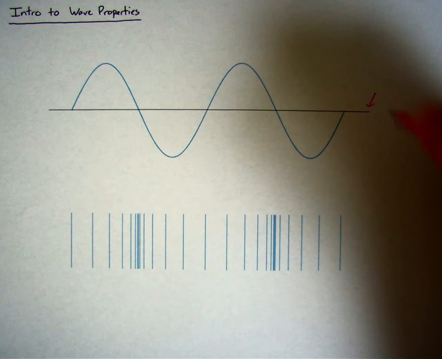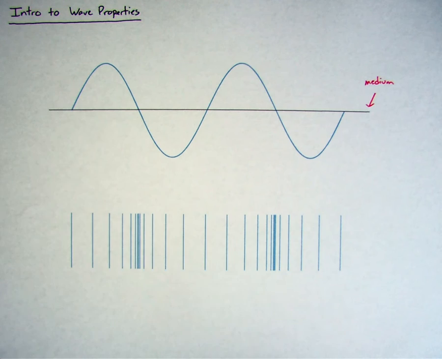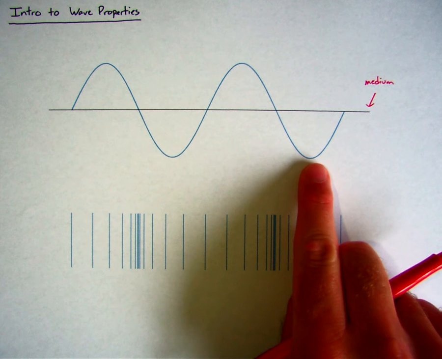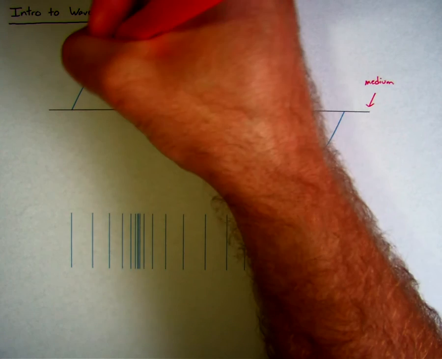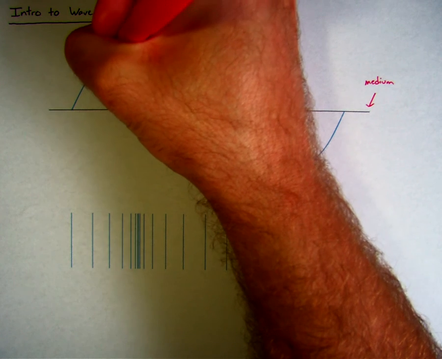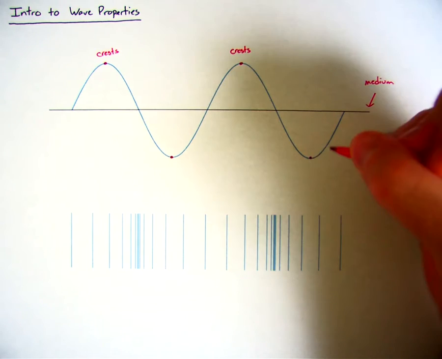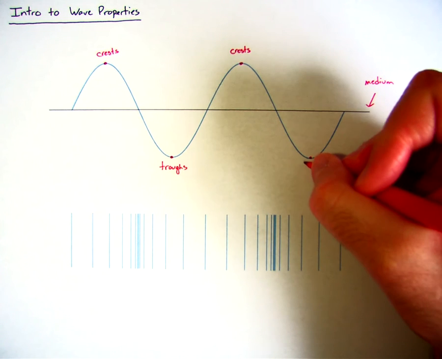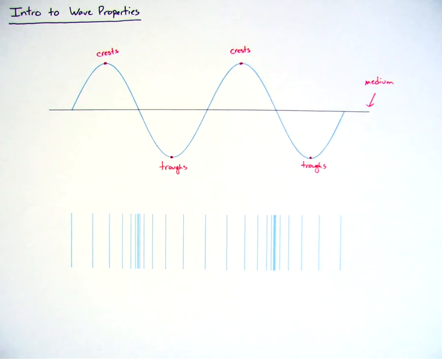First of all, it's important to understand that this middle line that we have here is just our medium. So what we're going to be looking at here is just the propagation of our different particles from the medium. So the very top points that we have are called crests. The very bottom points that we have are troughs. So in this case, we have two crests and we have two troughs.